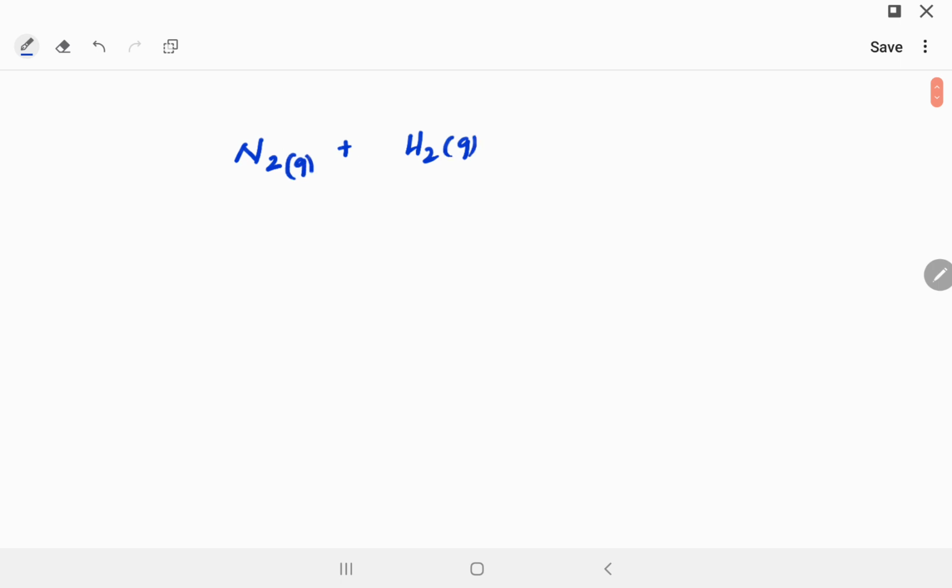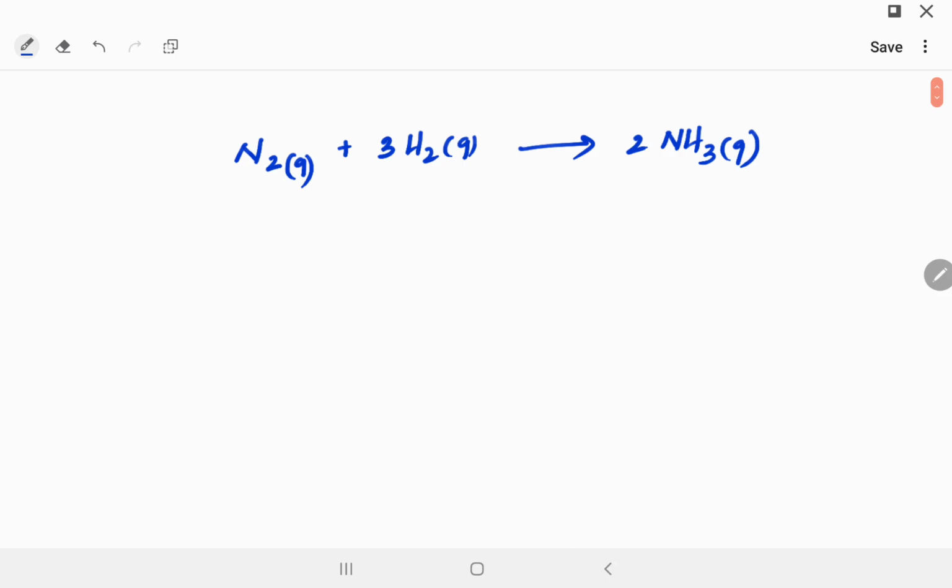They are both gases. 1 mole of nitrogen will react with 3 moles of hydrogen to give you 2 moles of ammonia. So this is a nice single step reaction.